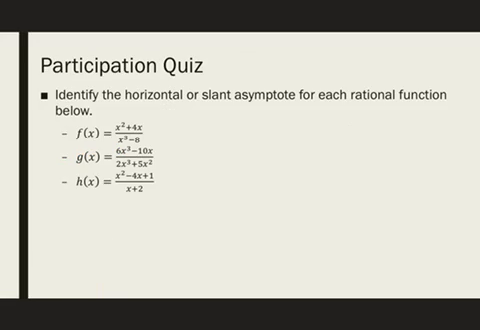All right, so here is your participation quiz. The only thing you have to do, you do not have to graph them, you do not have to find domain, you do not have to do anything except find me that horizontal or slant asymptote. If you can identify those, you're done.